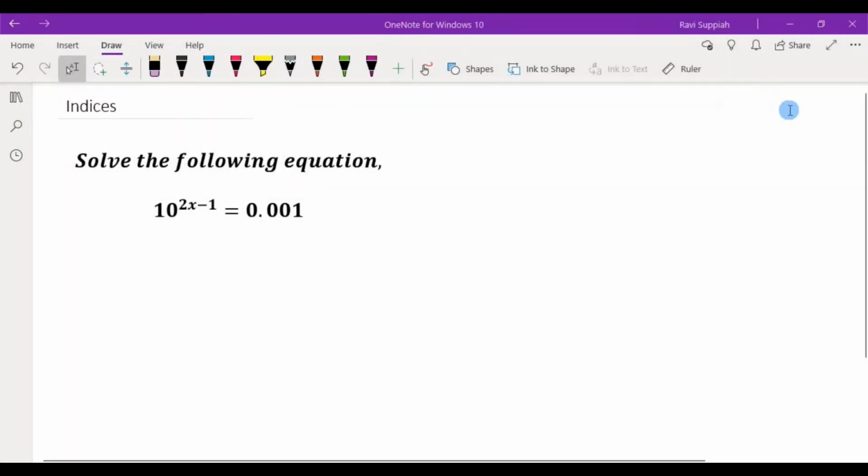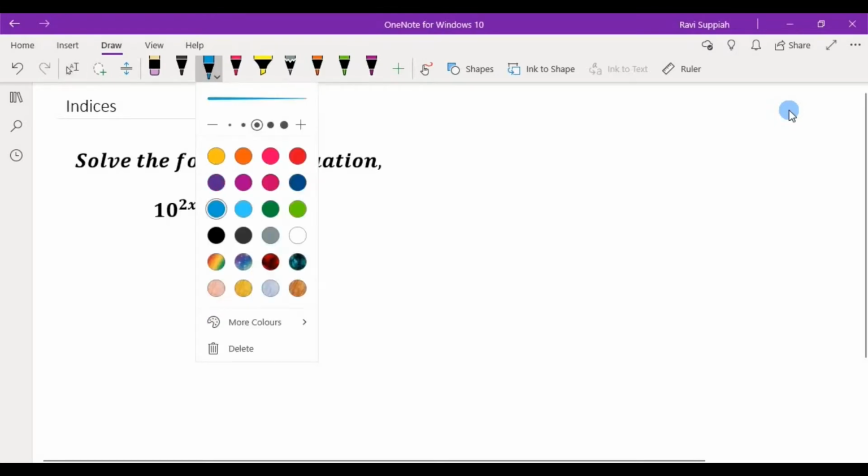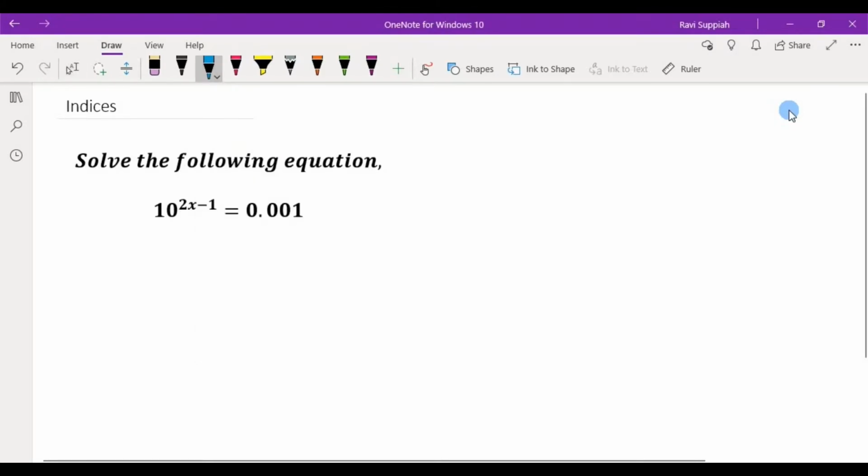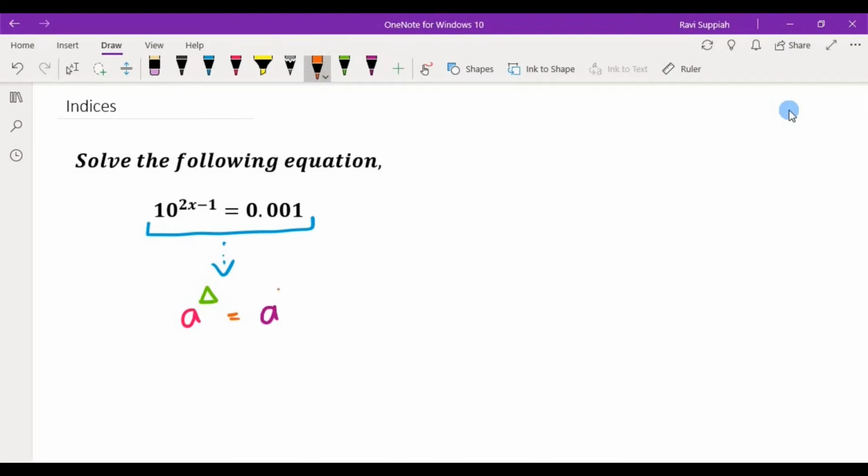Hi, let's look at how we can solve this indices question over here. We are given that 10 to the power of 2x minus 1 is equal to 0.001. In order to solve such questions, we want to bring this equation to a point where you have a to a power equals a to another power.